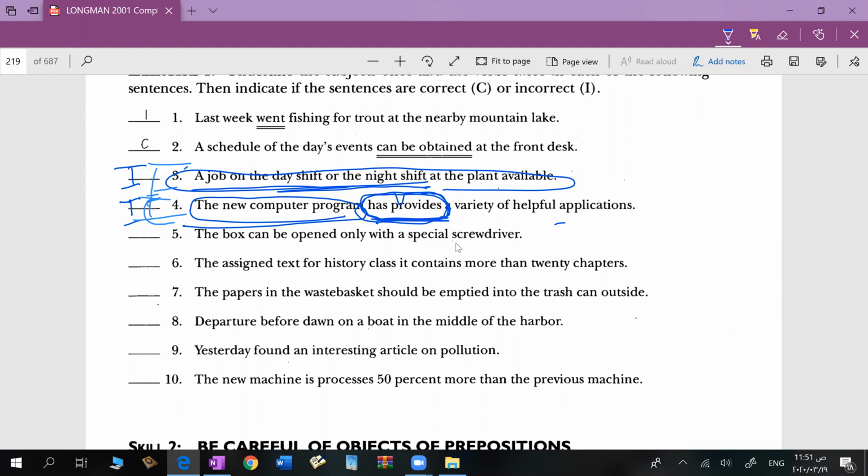The box can be opened only with a special. The box is the subject, and can be opened is the verb. Okay, so this is correct.